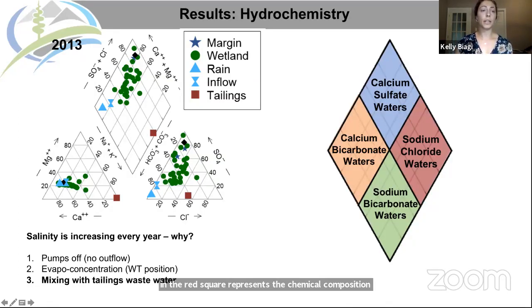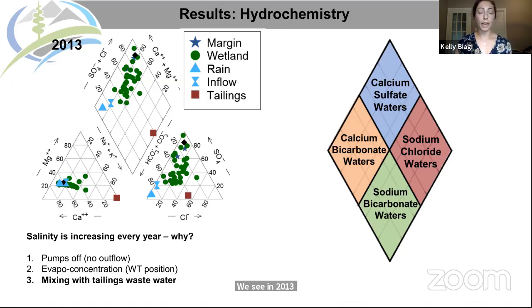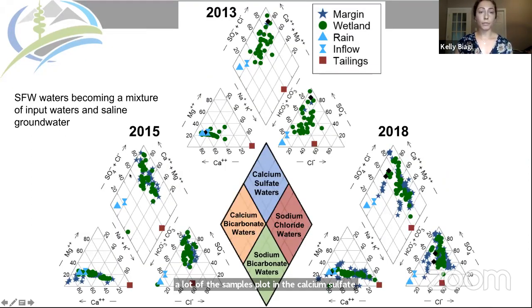So we see in 2013, a lot of the samples plot in the calcium sulfate dominant area of the Piper diagram close to the inlet waters. That makes sense. And then as the years pass, we have 2015 and 2018 here, we see a distinct shift in the chemical composition as the proportion of sodium is increasing in some samples. And some samples are starting to move closer to that red square, indicating there is some mixing with the deeper saline groundwater, which is starting to spread throughout the wetland, and thus partially accounts for the increase in salinity.